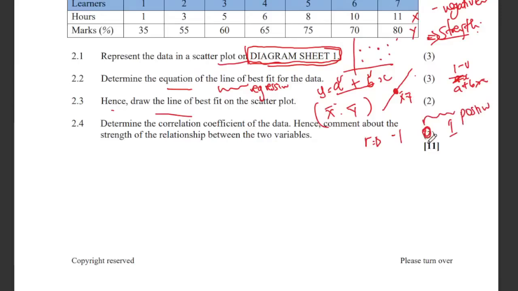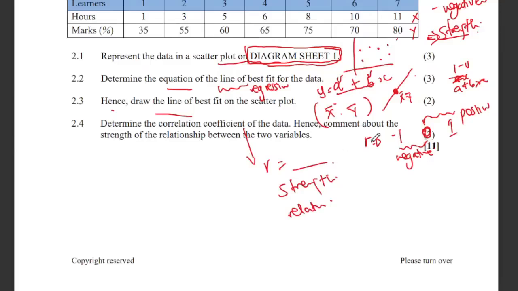And then if it's between 0 and -1, the relationship is negative. Now that is just, first of all, determine the R with its number, and then comment on the strength, and then comment on the relationship. So the R value, let's say it's 0.85.